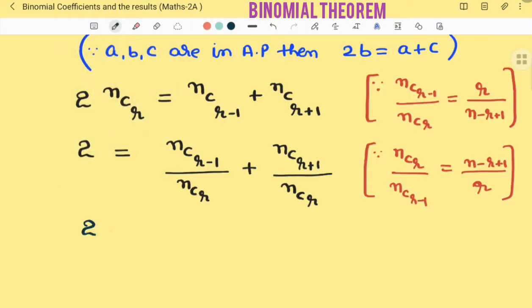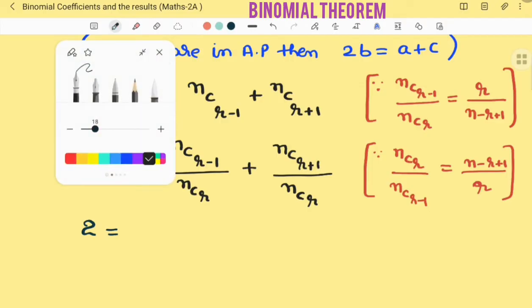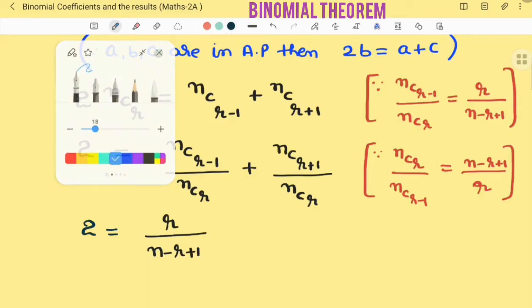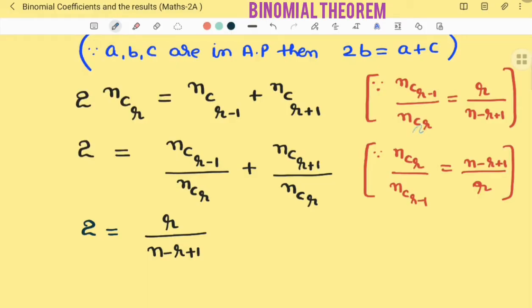So 2 equal to nCr minus 1 by nCr. We have the formula now. Directly you write it as r by n minus r plus 1. Once again I will explain an easy way to remember it. nCr minus 1 by nCr means r is there, so this value you can write as the numerator, and n minus (r minus 1), that is n minus r plus 1, in the denominator. That's what I wrote here. I hope everyone understands.